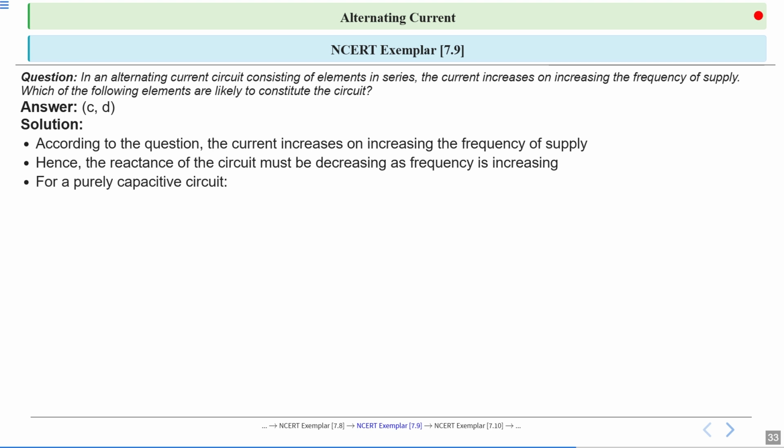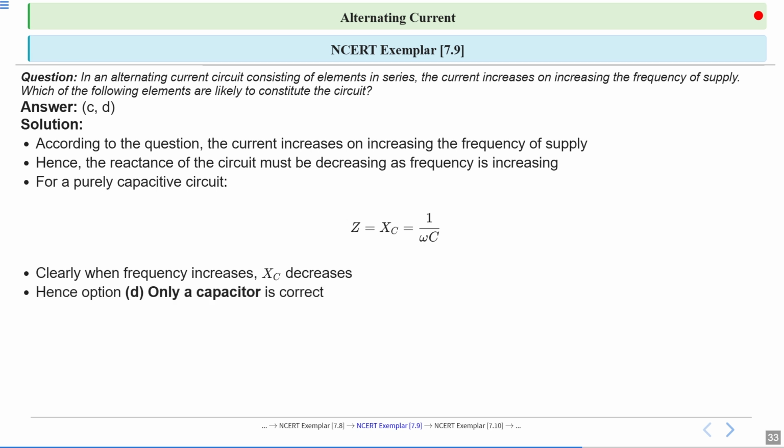For a purely capacitive circuit, Z is equal to XC, which is equal to 1 by omega C. On increasing the frequency, XC will decrease in a purely capacitive circuit, due to which current will increase. So this can be the case of a purely capacitive circuit. Clearly, when frequency increases, XC decreases in the case of a purely capacitive circuit. Hence option D, only a capacitor, is a correct option.